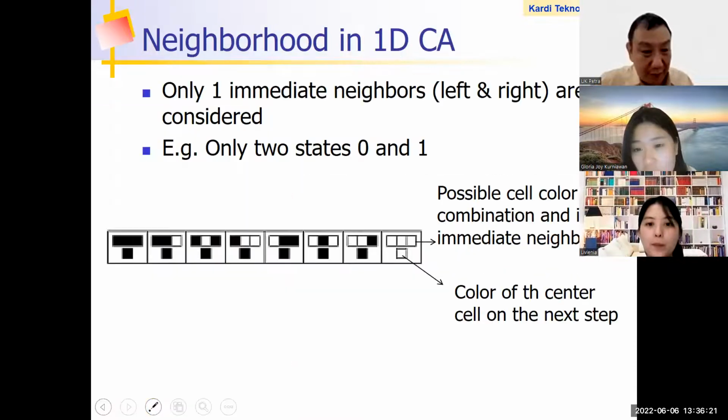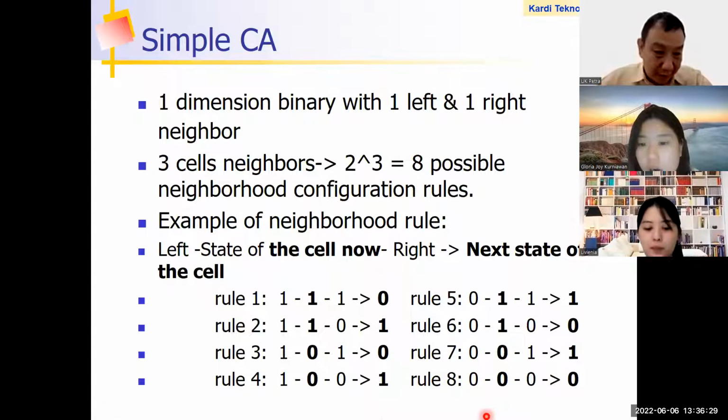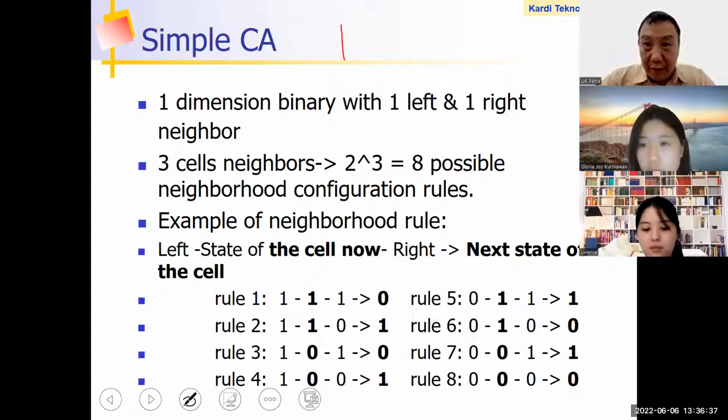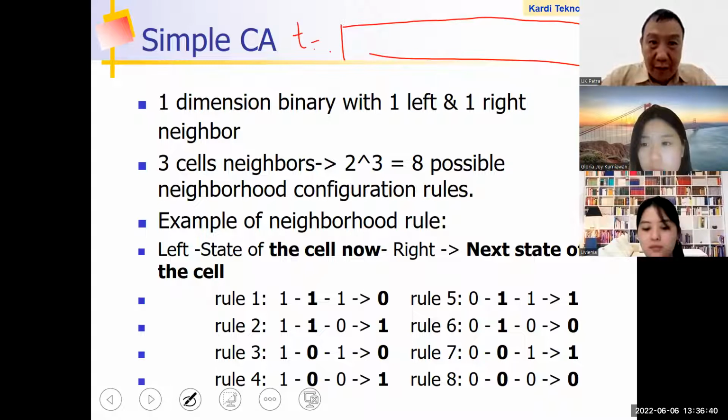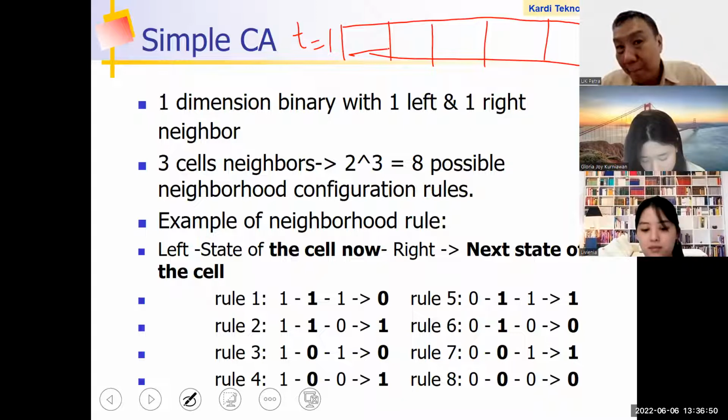Okay, let me give an example here with this rule so that you can see. Let me draw. Say t equals 1. I have only this cell. Any number that you want to put. Can you put any number here? 0, 1, 1, 0, 1. Okay?